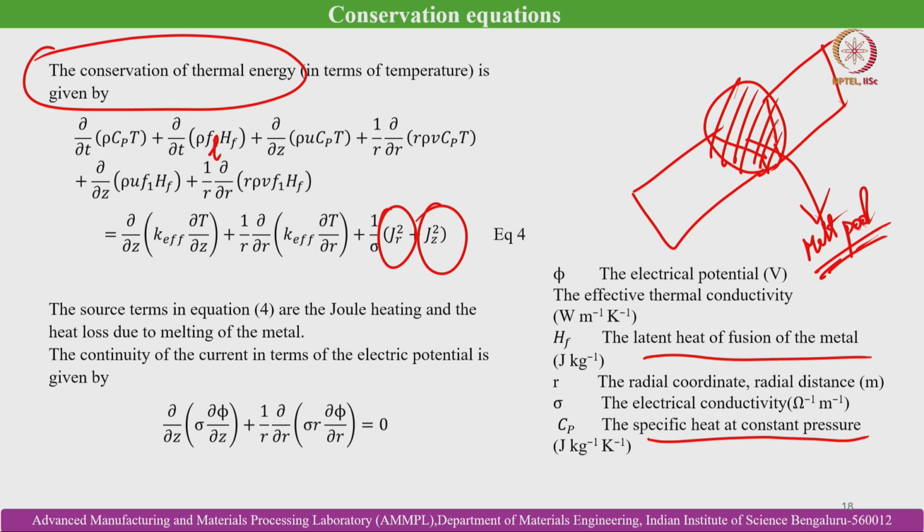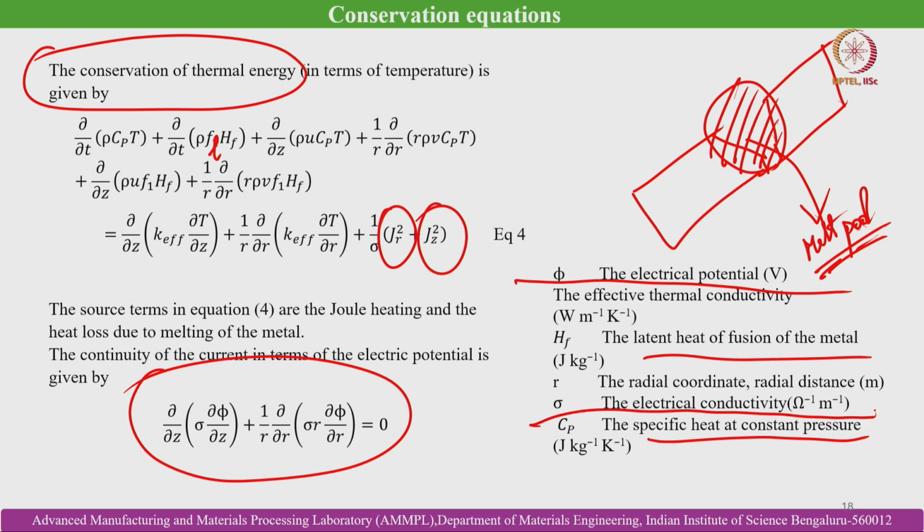After these three governing equations, we will focus on the continuity of the current in terms of the electric potential, which can be expressed as ∂/∂z(σ ∂φ/∂z) plus 1/r ∂/∂r(σ r ∂φ/∂r), where φ is the electric potential in volts and σ is the electrical conductivity, in 1 by ohm meter.